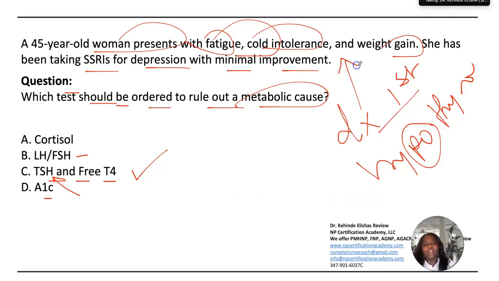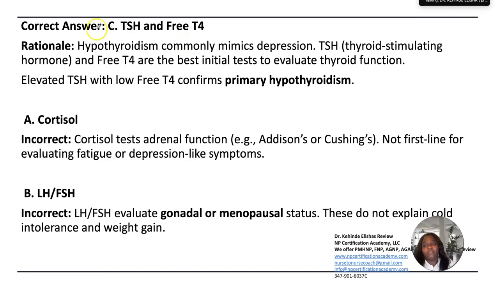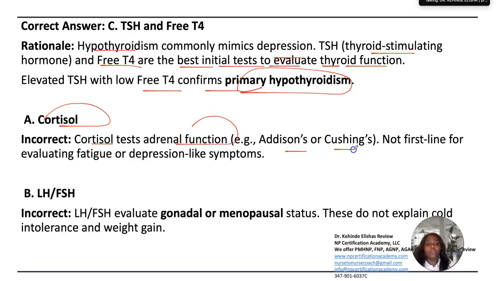Okay, so content is still key here. The ability to diagnose is a big deal on this test. You have to know your diagnosis. So let's take a look at the rationale. Hypothyroidism commonly mimics depression. TSH, thyroid stimulating hormone, and free T4 are the best initial tests to evaluate thyroid function. Elevated TSH with low free T4 confirms primary hypothyroidism. Now, cortisol is incorrect mainly because it is a test we use for adrenal function, like Addison's disease or Cushing's disease.